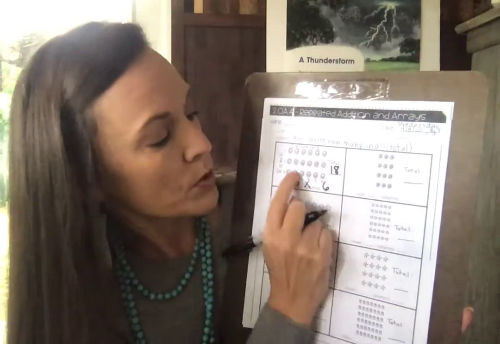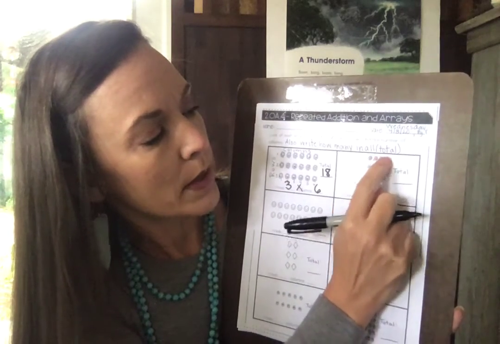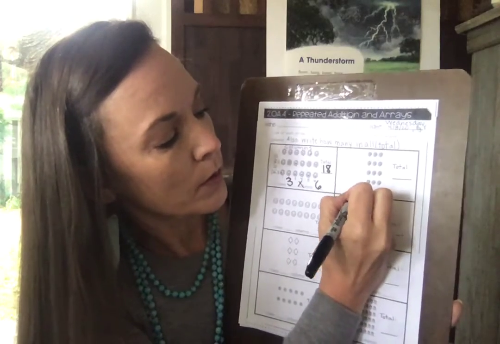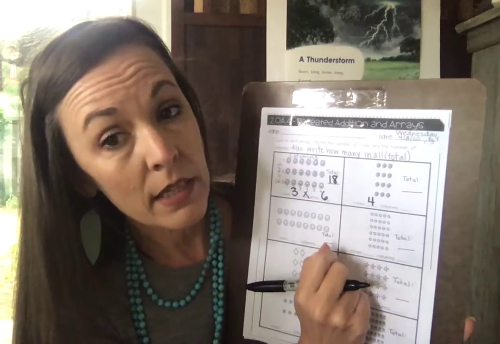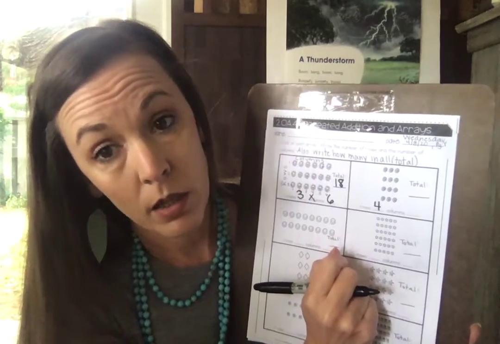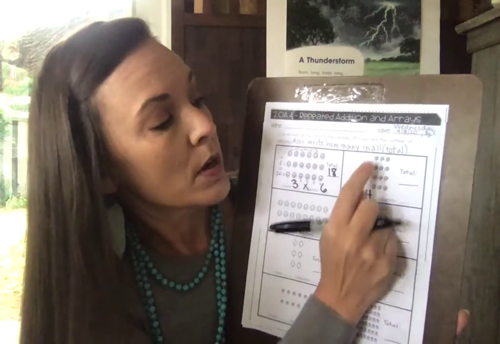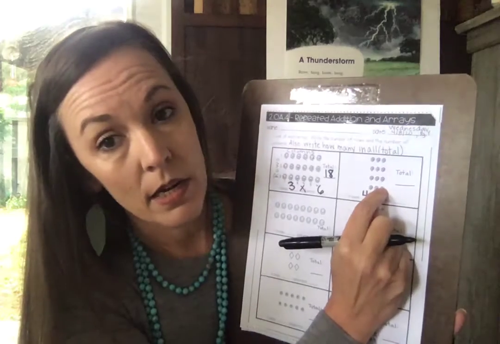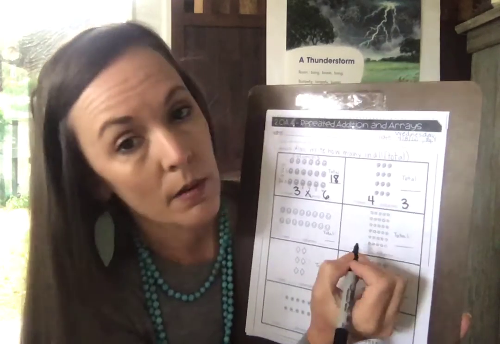How many rows do I have? Keeping in mind that rows are going like this. These are our rows. There are 1, 2, 3, 4 rows. So I'm going to record 4 where it says rows. And then it says columns. How many columns are there? Another way to think of that is how many are in each row. There are 1, 2, 3 in each row, or there are 3 columns. So I'm going to put a 3 in the columns.